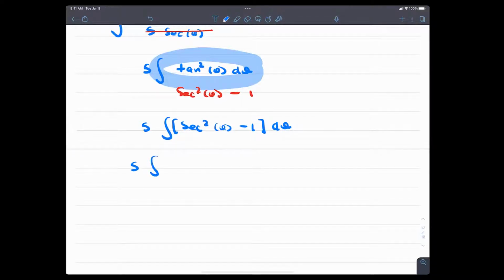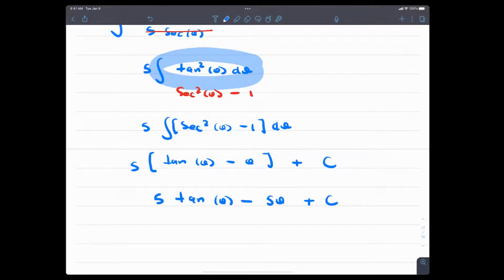Let's try this out. Let's see if we could do this. What's the integral of secant squared, or the antiderivative? I think that's tangent, right? And that'll be minus theta. Don't forget plus c. So 5 tangent theta minus 5 theta plus c.